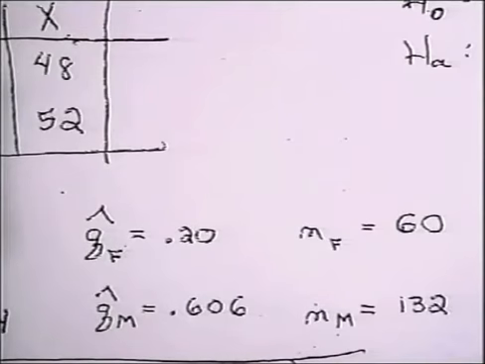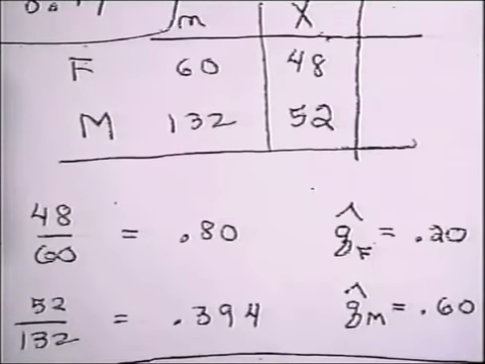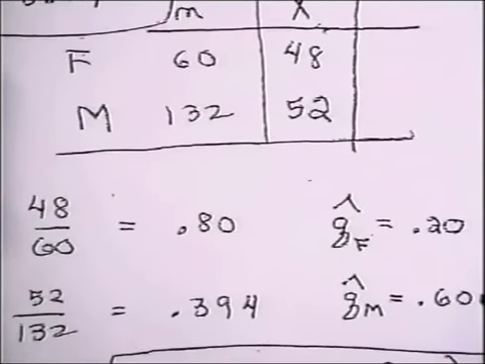What I'm going to do is subtract 0.80 minus 0.394 and divide by the standard deviation. The problem is, which one? Because I've got two different populations here. Remember, the standard deviation would be P times Q divided by N. Well, how do we combine these? You combine them by the following formula.